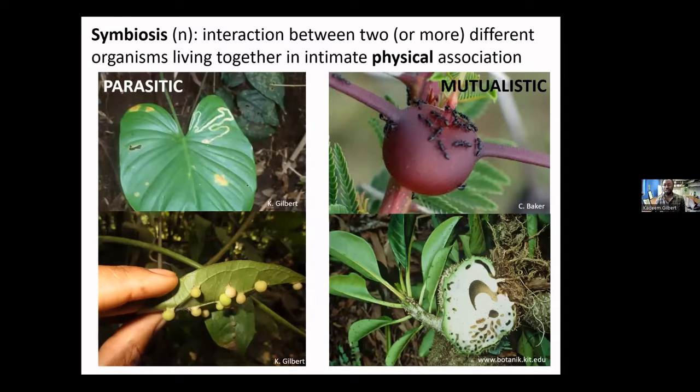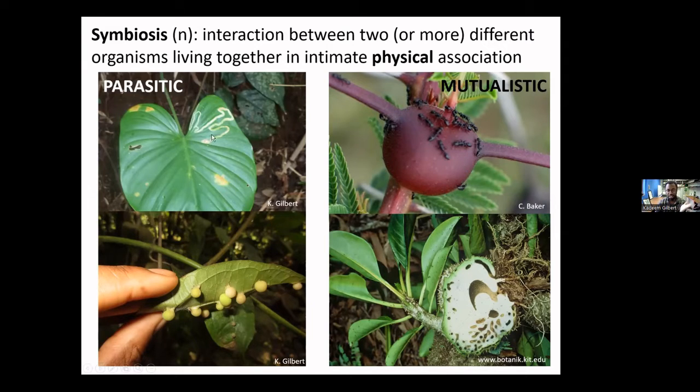So for the rest of the talk, I'd like to focus on my main interests, the living components of the pitcher community. I have up here a definition for symbiosis, because different researchers will use it in slightly different ways. For me, symbiosis is not a synonym of mutualism. It relates more to the physical association between the plant and the organisms living in or on its leaf. So these can either be parasitic or mutualistic.